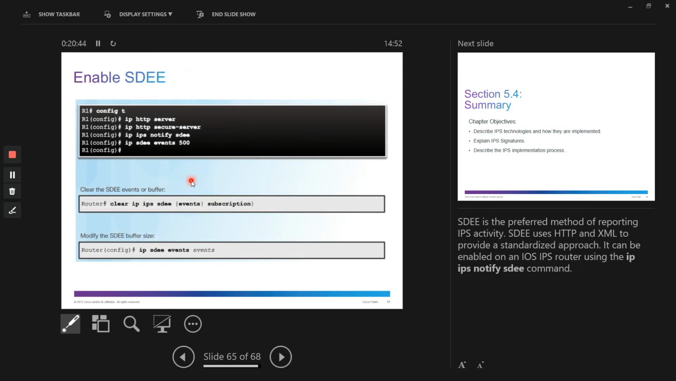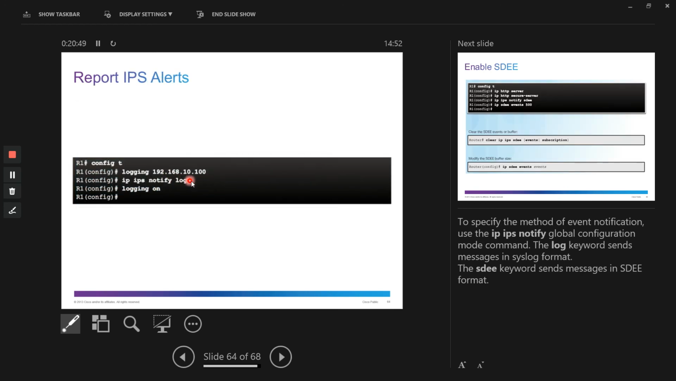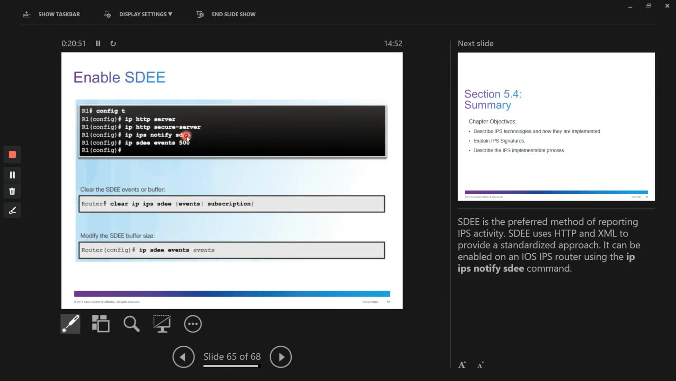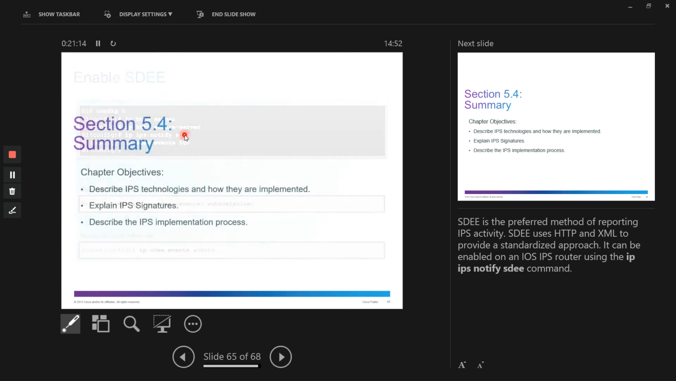If you want to enable SDEE, the previous one was log, so for SDEE you have to use the keyword sdee. SDEE is also the preferred method of reporting IPS activity, because SDEE uses HTTP and XML to produce a standardized approach. So you can use the ip ips notify sdee command to enable SDEE on your router.